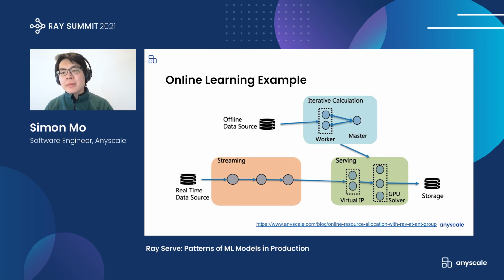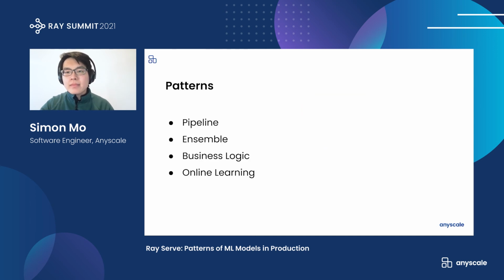As a case study for online learning, please take a look at this blog where the massive Ray deployment at Ant Group used Ray and Serve to enable online resource allocation. And that's the four different patterns on how Serve can help you natively scale and work with complex architectures.